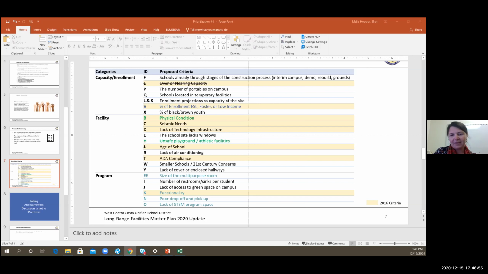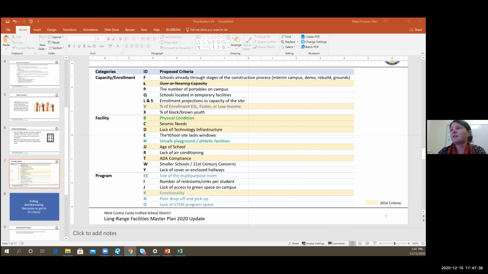So let me save this particular poll, and hopefully it will be clear enough. We'll go through each one of them just to make sure everybody knows what they're voting on. Let's see if we can launch it. So item 8, launch poll. The first one is the recommendation that we remove item V, which is percent of enrollment of ESL, foster youth and low income, from the list. Yes is to remove the criteria, no is to keep the criteria, and then we have abstain.